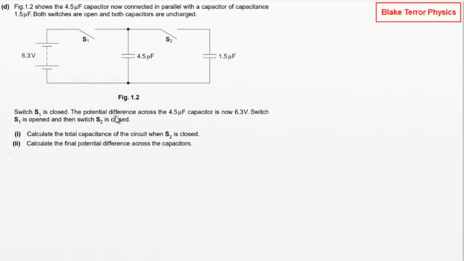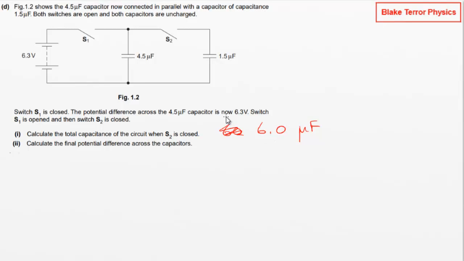Part D, figure 1.2. They've replaced the resistor with another capacitor, so we've stuck a 1.5 microfarad capacitor in. We close the switch and charge up the 4.5 microfarad capacitor as before, then open switch 1, close switch 2. Calculate the total capacitance of the circuit when S2 is closed. That's easy enough. We're just adding the two together, so 6.0 microfarads: just add the 4.5 and the 1.5.